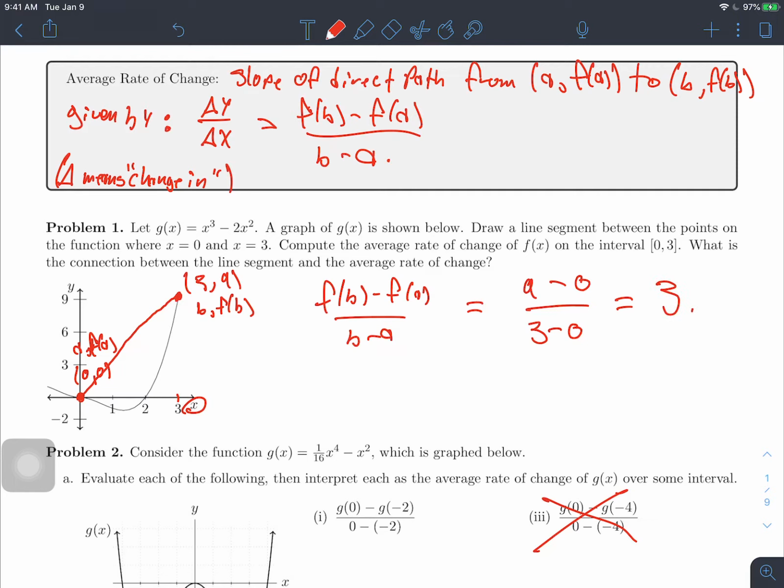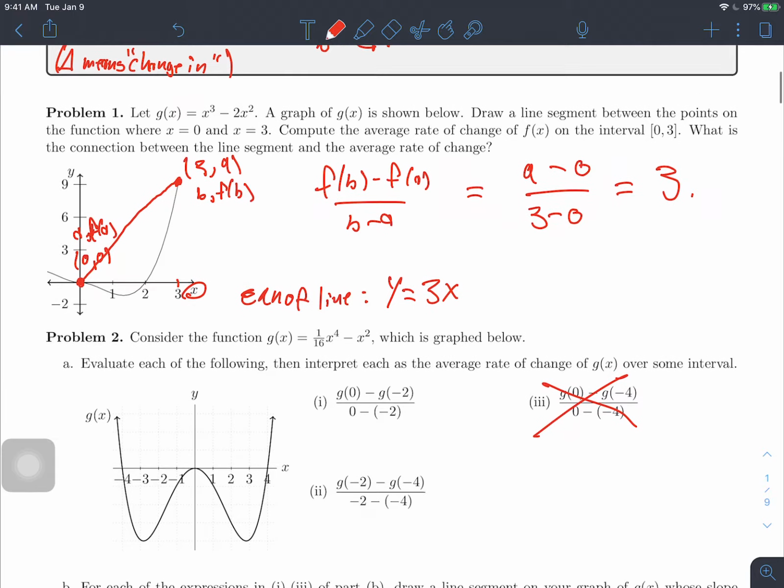So if we wanted to find the equation of the line of direct path, it would be given by y equals 3x. And I wouldn't add anything on the end because I can see that we're passing through the origin. So you can think of there being kind of like a plus zero out back, but we're not going to write that. Okay, have we answered the question? We found the average rate of change. What is the connection between the line segment and the average rate of change? Well, the average rate of change is the slope of this line segment.